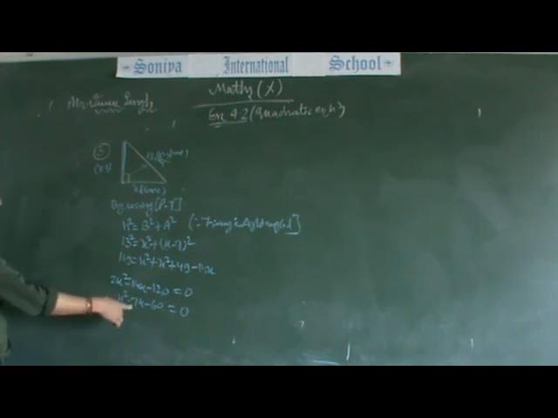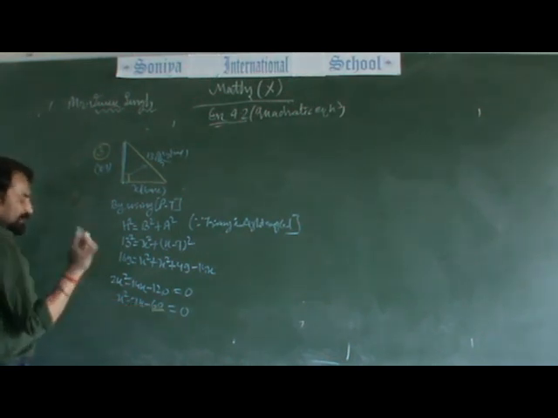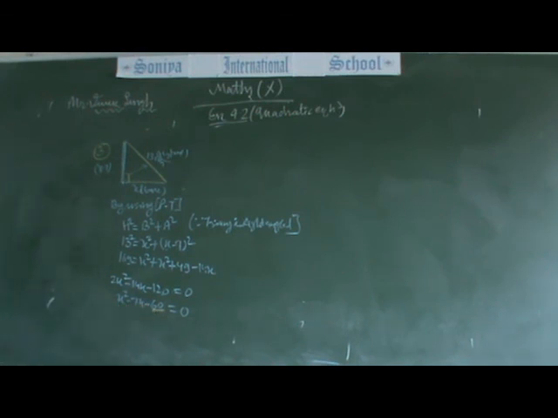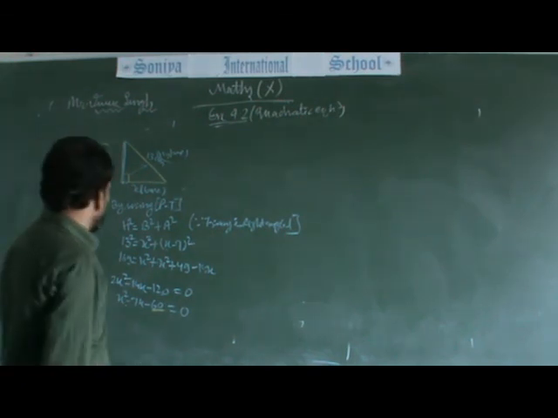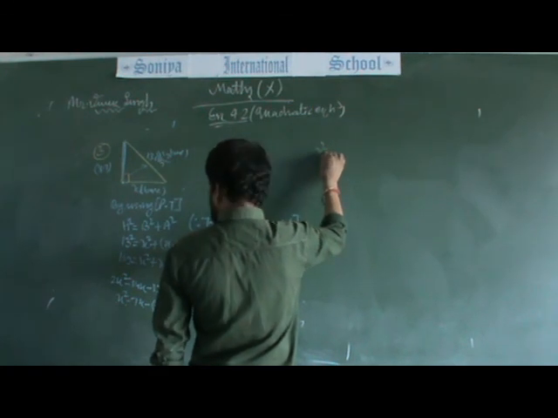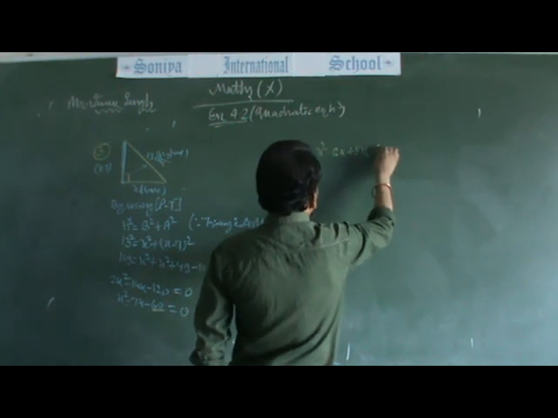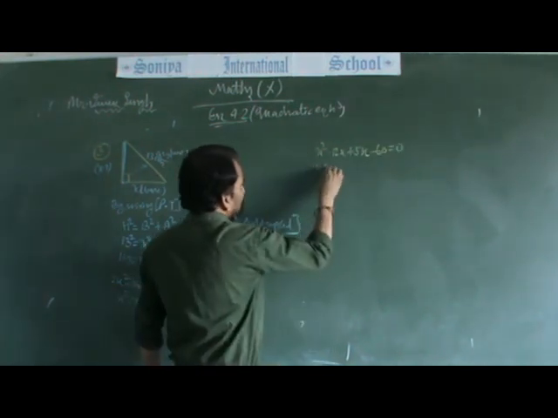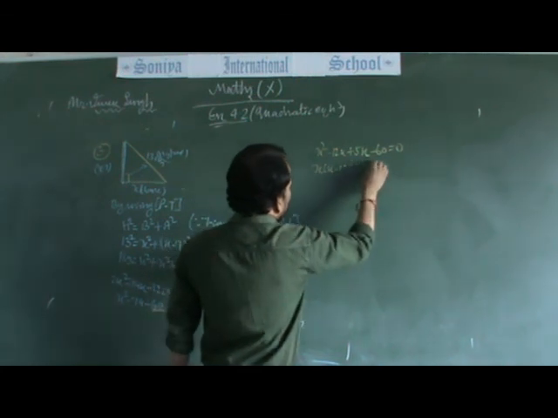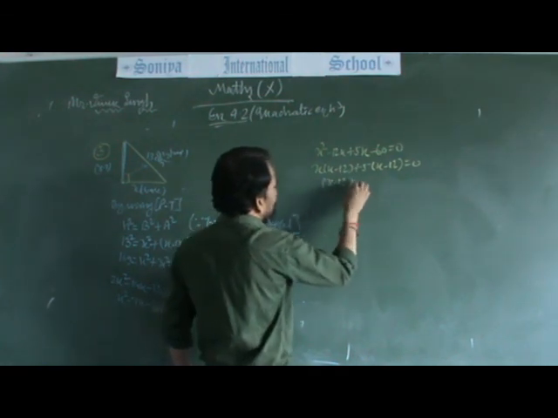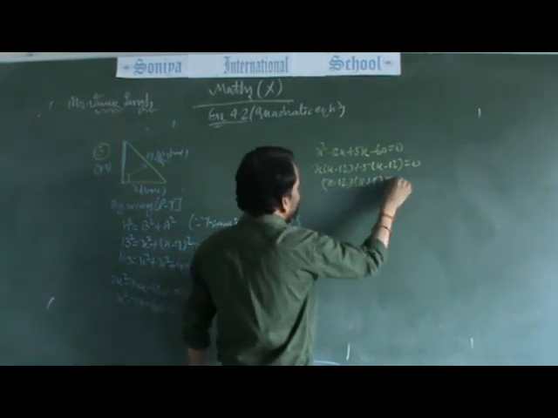So split the middle term. What is the product of a and c? The product of a and c is minus 60. Among all the factors of 60, you have to pick 2 such that their product is minus 60, but sum is minus 7. So minus 12 and plus 5. Split it. X square minus 12x plus 5x minus 60 equals 0. X is common, x minus 12 plus 5 is common. X minus 12 in one bracket, x plus 5 in another bracket.